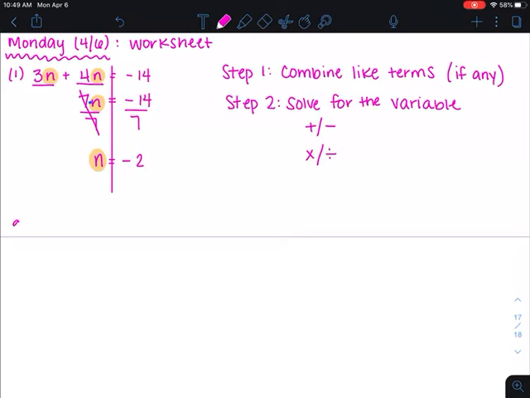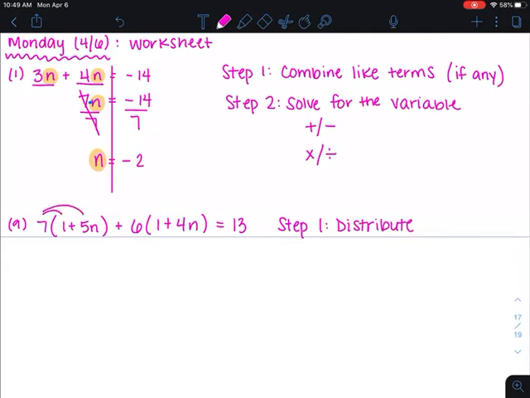I'll do number 9 and number 14. So number 9, they give you 7 times (1 plus 5n) plus 6 times (1 plus 4n) equals 13. So step 1 in this problem, we're going to distribute. So I'm going to multiply my 7 times 1 and 5n, and I'm going to multiply 6 times 1 and 4n.